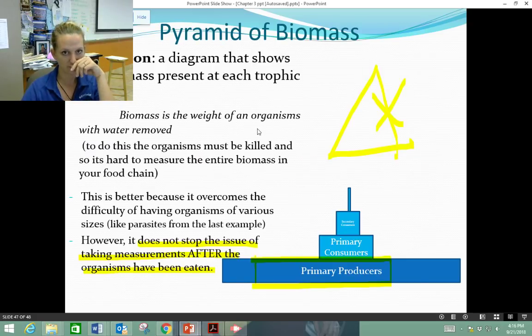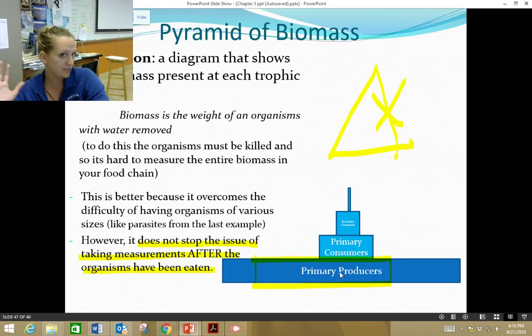Pyramid of biomass. It is not like a pyramid. Biomass is the weight of organisms with water removed. To do this, the organisms will be killed, so it's hard to measure the entire biomass in your food chain. It's hard to find really legit ones, because we would have to take all of our primary consumers, kill them all, put them in a little oven at maybe like 110 degrees Celsius, and evaporate out the water. And then that's what we're left with. But we have to kill the organisms to get their biomass.